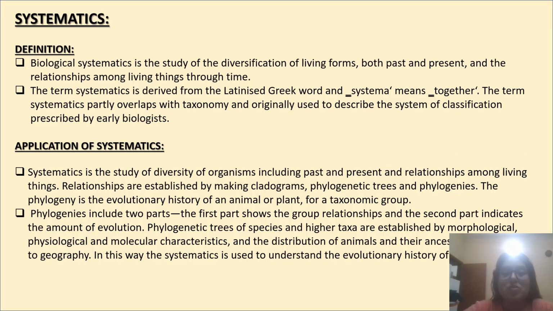Phylogenetic trees of species and higher taxa are established by morphological, physiological, and molecular characteristics, and by the distribution of the animals and their ancestors in geography. In this way, systematics is used to understand the evolutionary history of species.